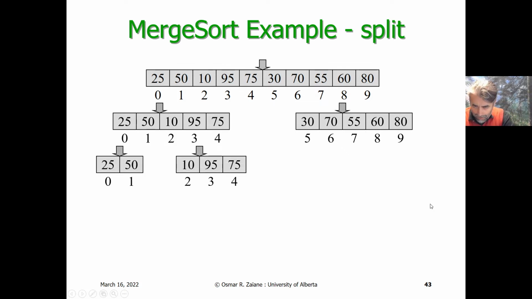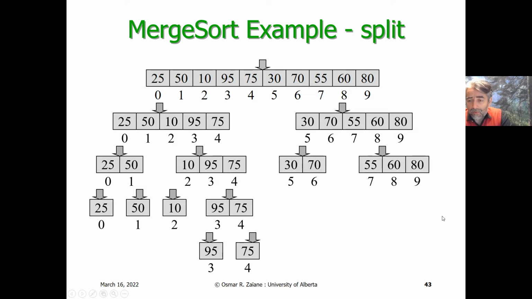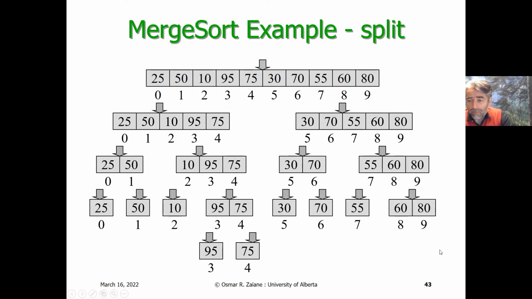So I'll have to divide them by 2, divide by 2, divide by 2, divide by 2. Eventually, I only have lists of one element. You see, it's like a tree here, and these are the leaf nodes. And when I have only one element, it's already sorted. I don't have to do anything. I'll do the same thing here. Divide by 2, divide by 2, divide by 2, divide by 2.